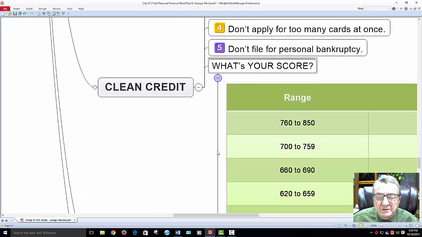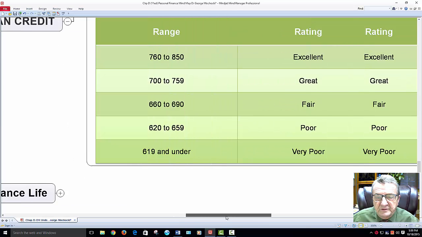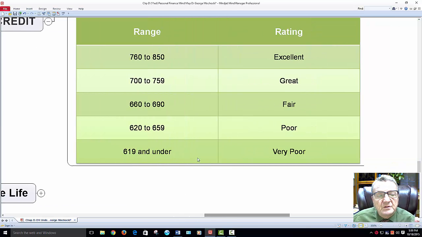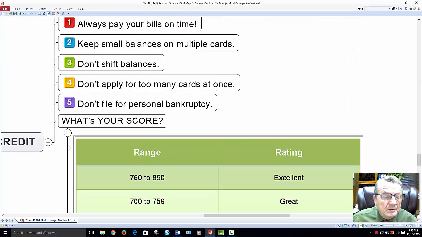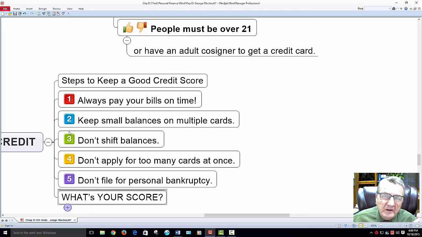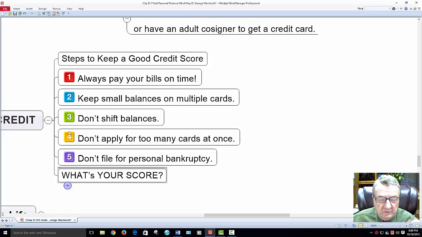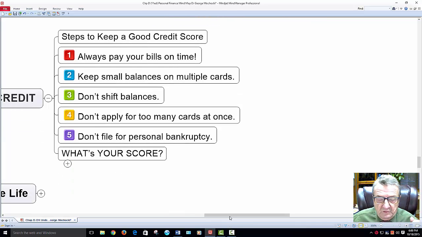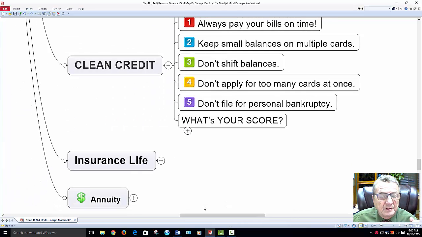So if you look at your credit score, here's what the range looks like. This is out of the book, for those who didn't have it. 700 to 850 is excellent credit, 700 to 759 is great credit, and 600 to 660 is fair to poor. So that's really good. And remember, there are three different credit reporting agencies. FICO is one of the larger ones, one that most reporting agencies look at.